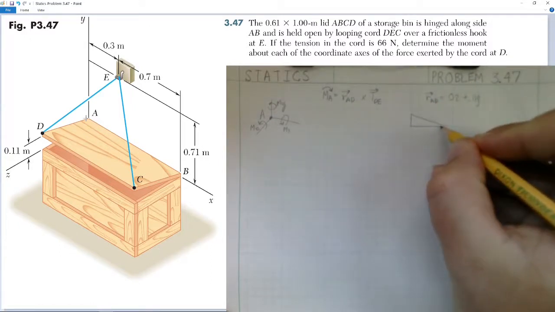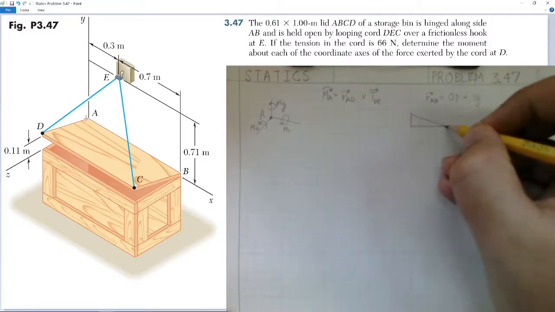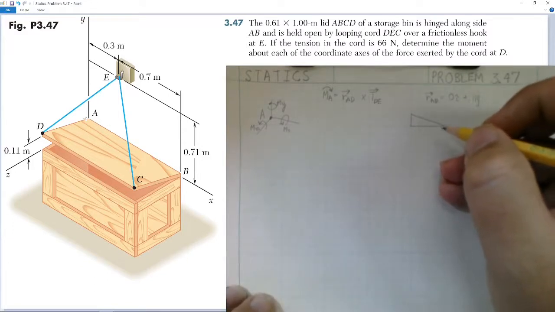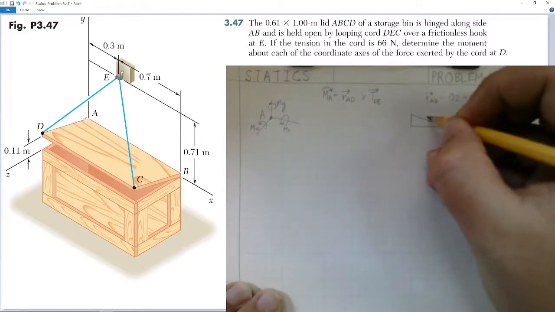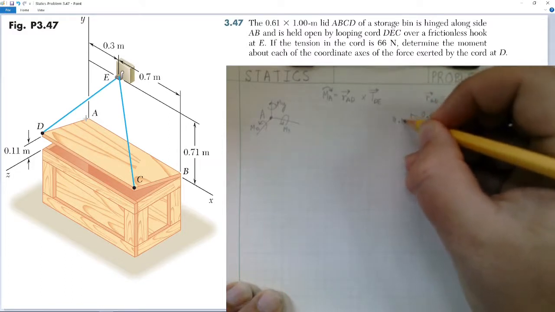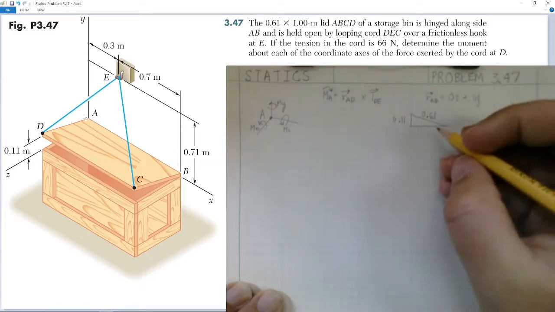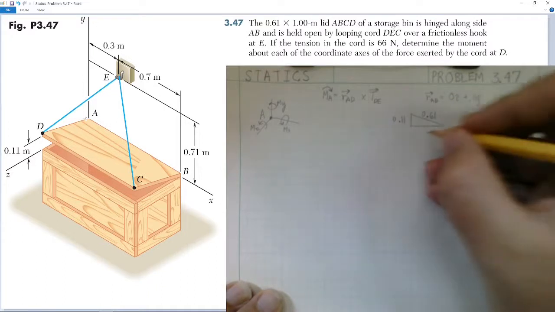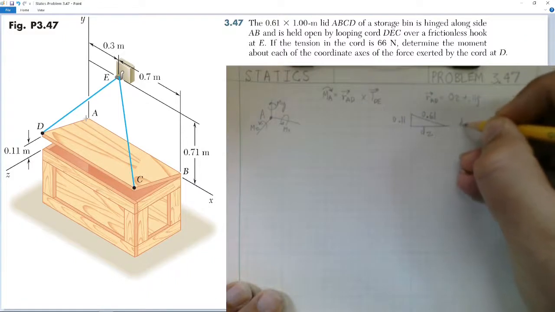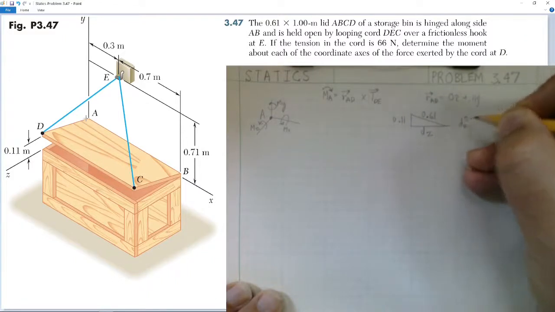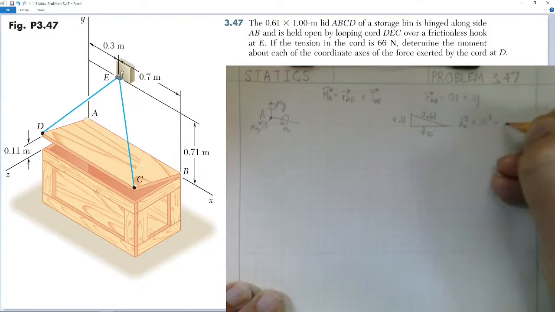So we can do a little diagram here showing the open side of the lid, looking at the YZ plane. In the YZ plane we have 0.61 meters, and we have 0.11 meters for the height. So we can do the Pythagorean theorem. We'll call this distance dz. So we'd have dz squared plus 0.11 squared equals 0.61 squared.